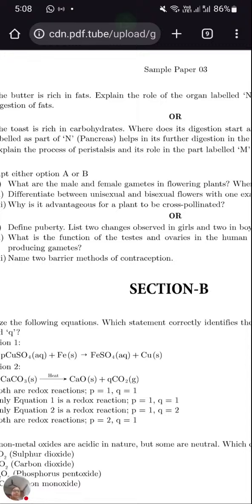Name two barrier methods of contraception. Barrier method is asked. So one is condom, which is used by male, and the other one is diaphragm, which is used by female. Since they are asking about the barrier method, we need to say about the barrier method. Otherwise, total three methods are there: chemical method, barrier method, and surgical method.